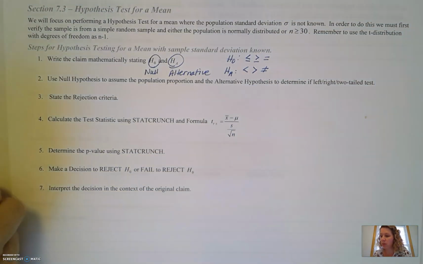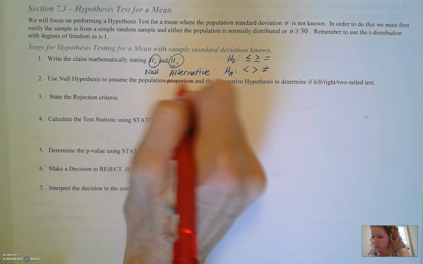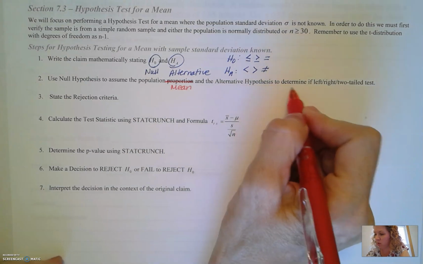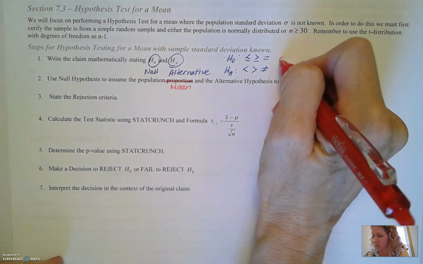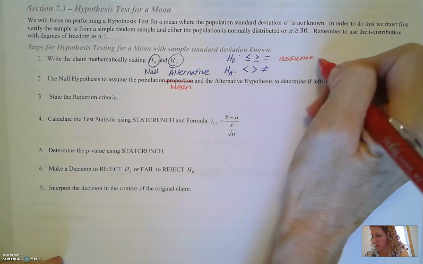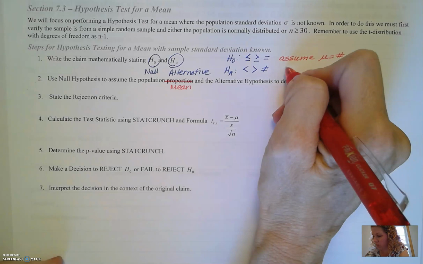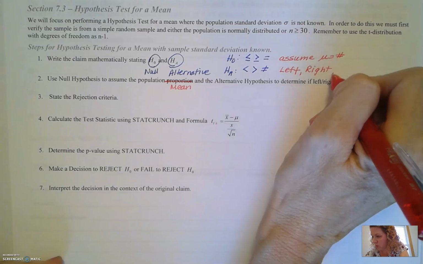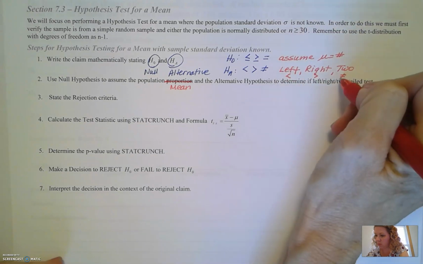Next, we're going to use the null hypothesis to assume the population parameter. The population, and it should be mean, not proportion. I apologize for that. The population mean. And the alternative hypothesis to determine if it is left, right, or two-tailed. So the null hypothesis is to assume the claimed mean. And the alternative hypothesis, if it's left, right, or two-tailed. Okay, remember, left is less than, right is greater than, and two-tailed is not equal to.